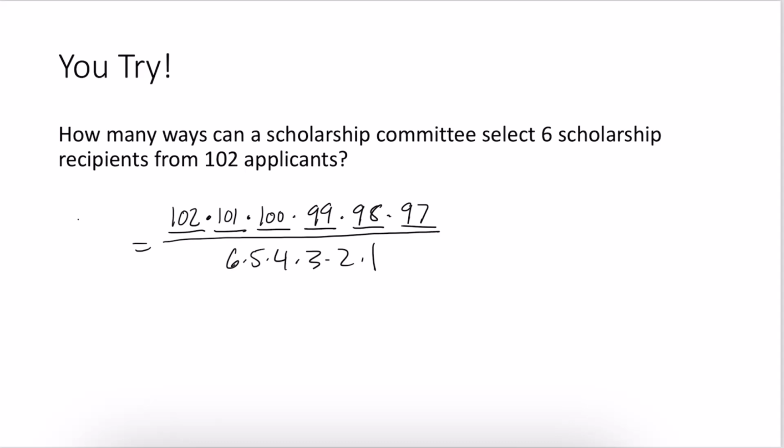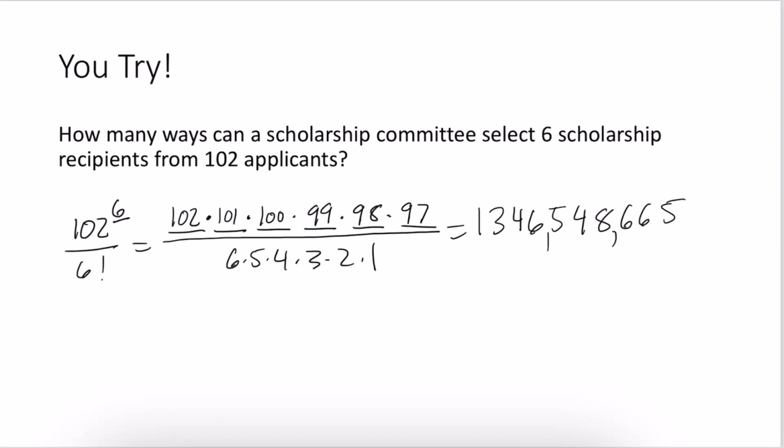So formula-wise, what that would look like is 102 to the 6th falling divided by 6 factorial. And when you type that into your calculator, 102 nCr 6, whoa, that is a really big number. It's 1,346,548,665. So over 1.3 billion ways to assign the scholarship recipients. So that's a very big number. But that's how you would solve that particular problem.